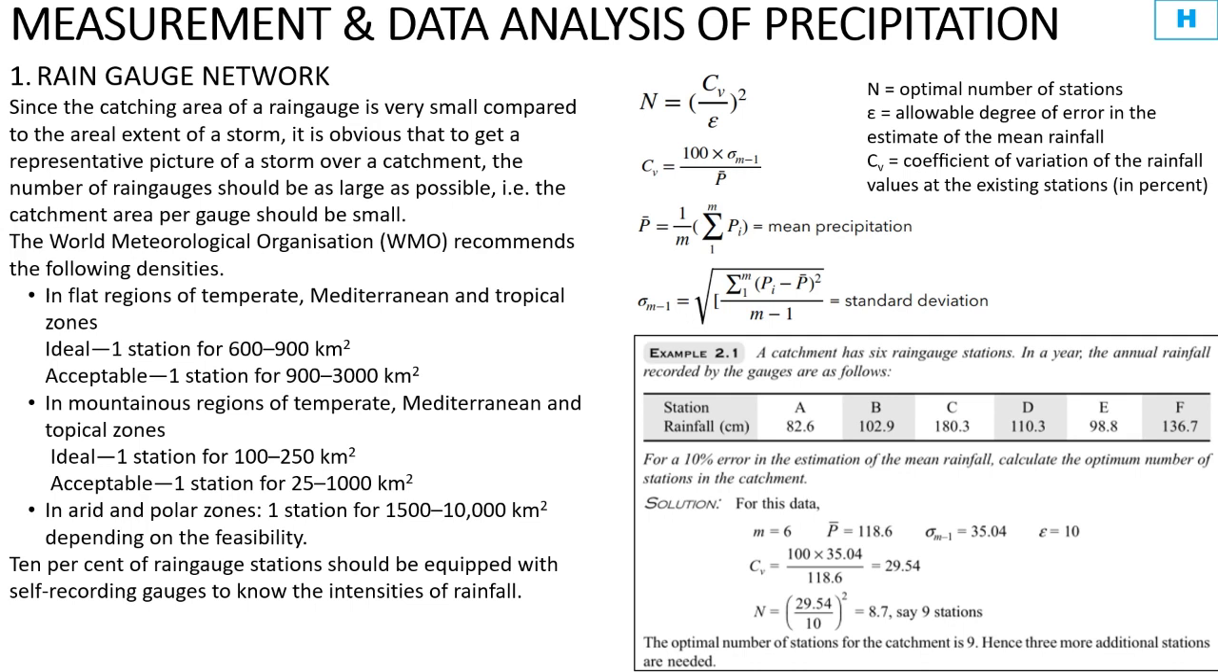Then percentage error natin, of course, is 10. So with this data, we can get CV. So 100 times yung standard deviation divided by yung average ng rainfall. Then we can substitute that doon sa formula N. So N, we get 8.7. So round up mo, syempre, we get 9 stations. The catchment needs at least 9 stations para 10% error lang siya.